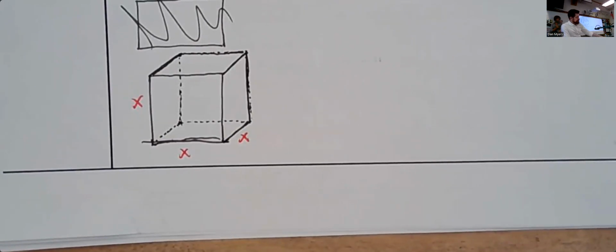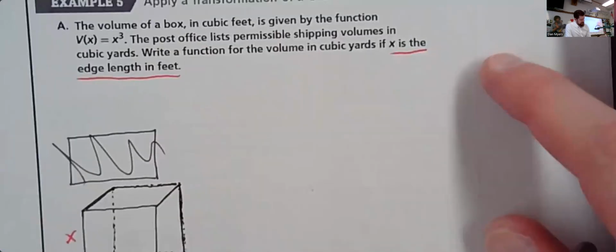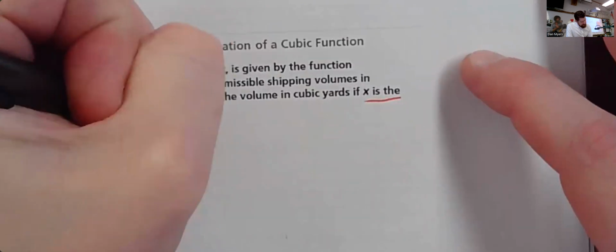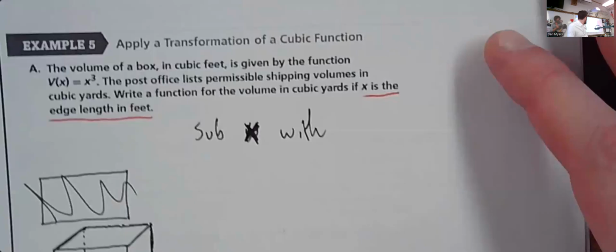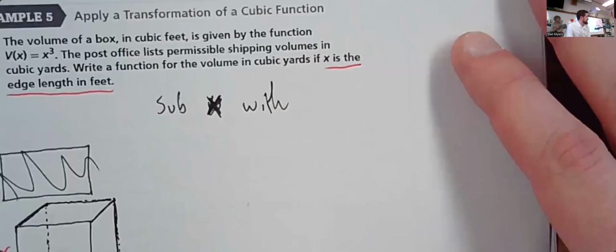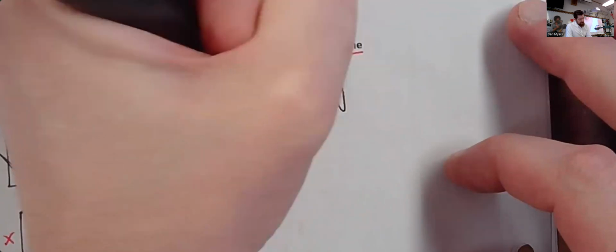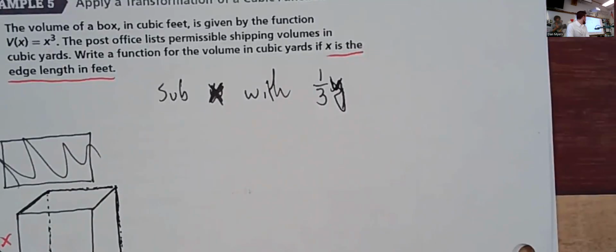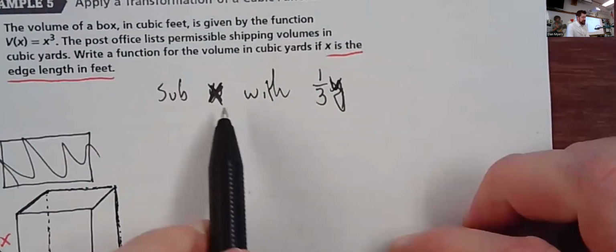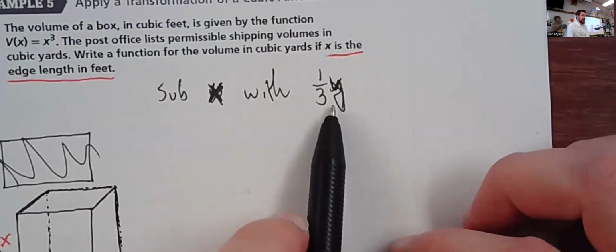So what we're going to end up with is V sub x, with, what do you want to call it, about 1/3 x, because we're talking about yards here. So the volume in yards, each length, well, probably shouldn't say x. Let's go with y. Y for yards. How about that? Sub x with 1/3 y. One foot is equal to 1/3 of a yard. X is equal to 1/3 y.